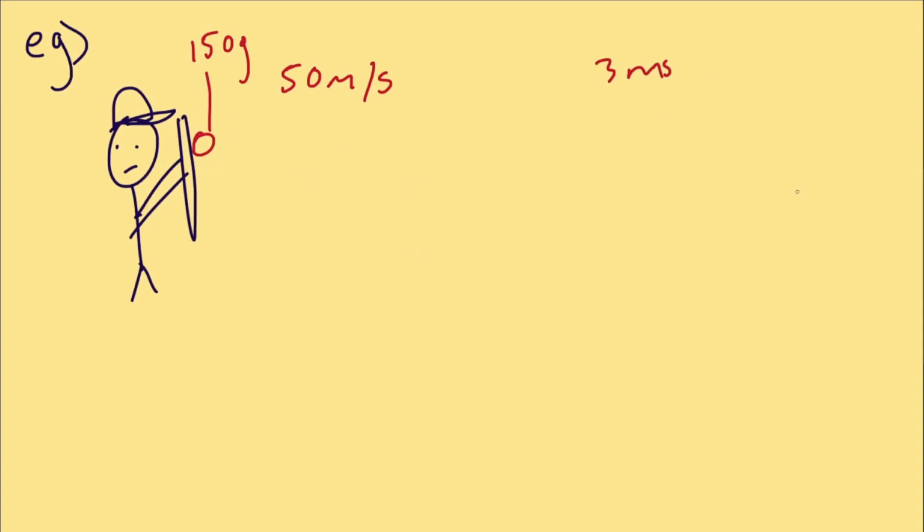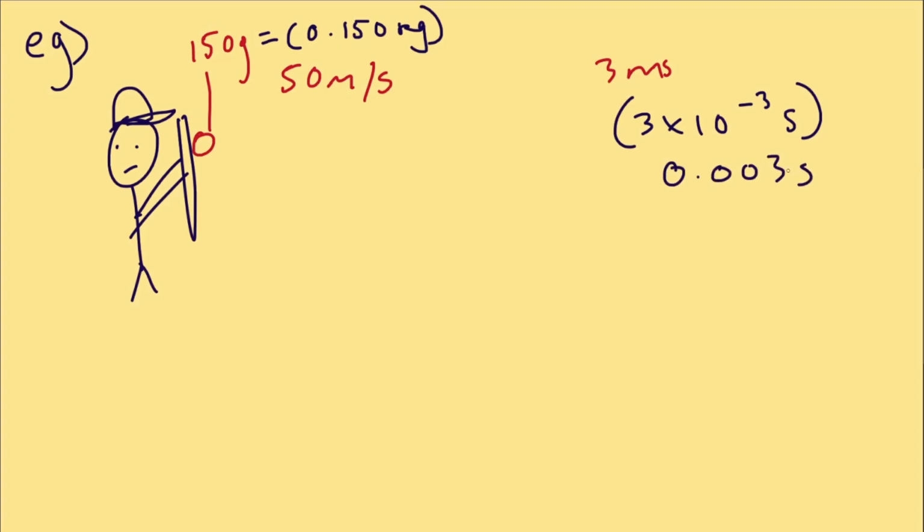Okay, first we have to do some unit conversion. 150 grams is 0.150 kilograms, and 3 milliseconds is 3 times 10 to the power of negative 3 normal seconds, which is 0.003 seconds. And what are we looking for? We're looking for the force on this ball. And we have the mass and the velocity. So let's use our new formula. Change in momentum divided by change in time.